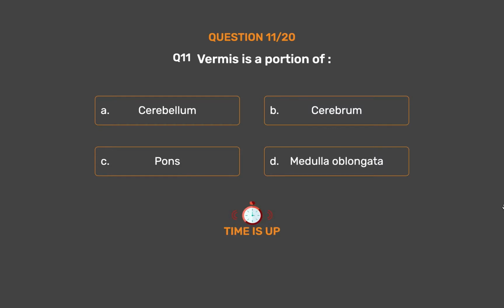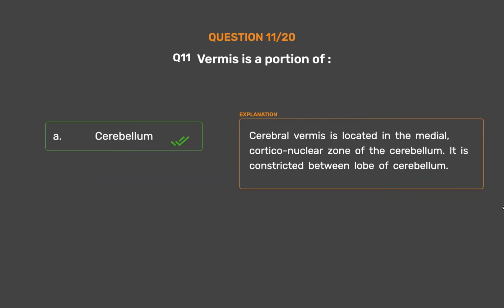The correct answer is Option A, cerebellum. Cerebellar vermis is located in the medial, corticonuclear zone of the cerebellum. It is constricted between the lobes of the cerebellum.